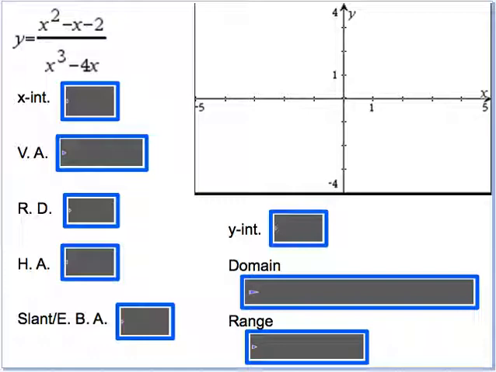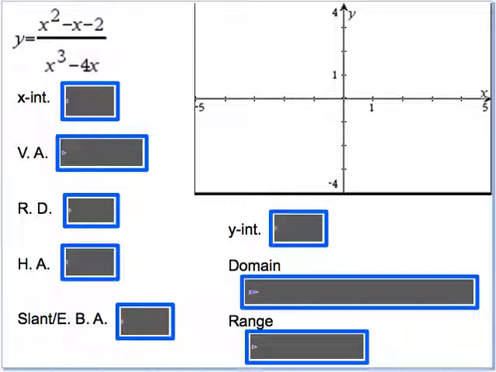So what we're doing today is just the Unit 8 test review, and there's not very many different types of formulas, but for each formula there's several different questions for it. So in this case, you have the formula x squared minus x minus 2 divided by x cubed minus 4x. And you have to find the x-intercept, the vertical asymptote, removable discontinuity, if there is any, horizontal asymptote, slant or end behavior, and then the y-intercept and domain and range.